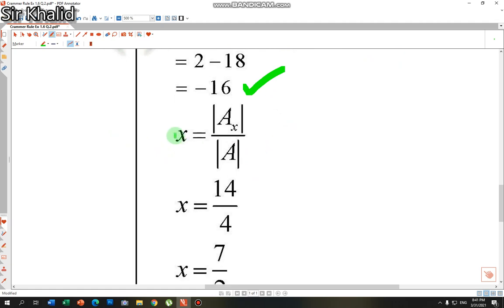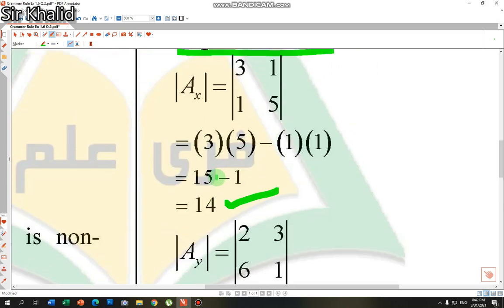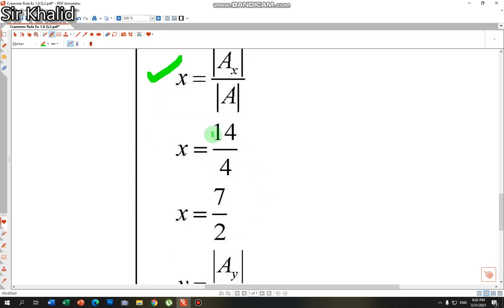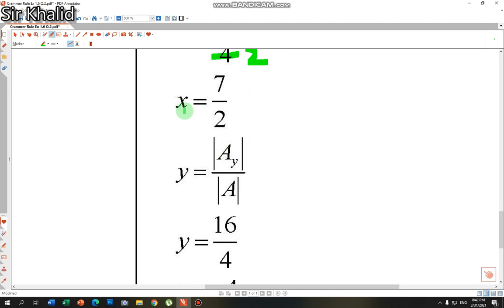Now this is the formula to calculate the value of x. |AX|, what is the value of |AX|? It is equal to 14, and the value of determinant A is equal to 4. You can simplify it: 2 7s are 14 and 2 2s are 4. It will give you the value of x equal to 7 over 2.